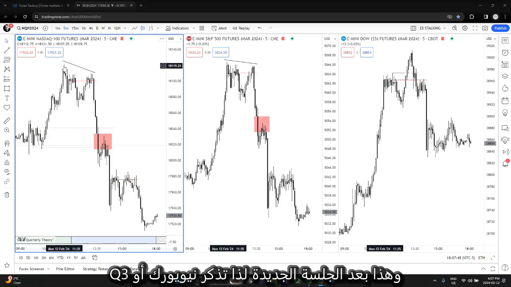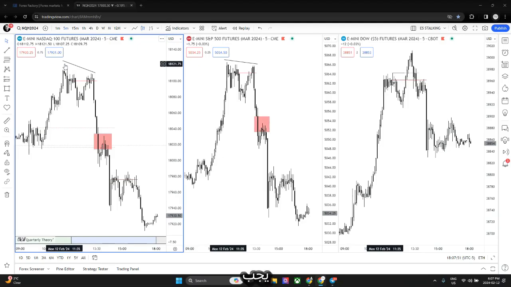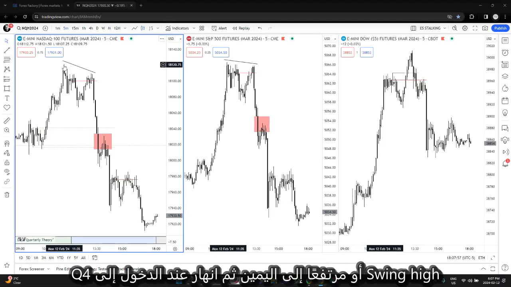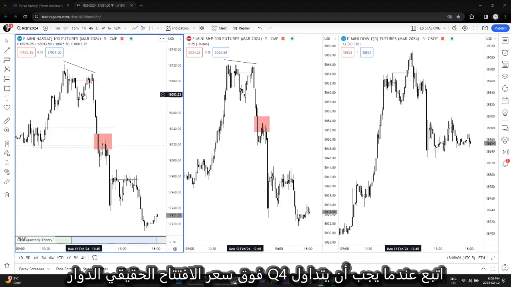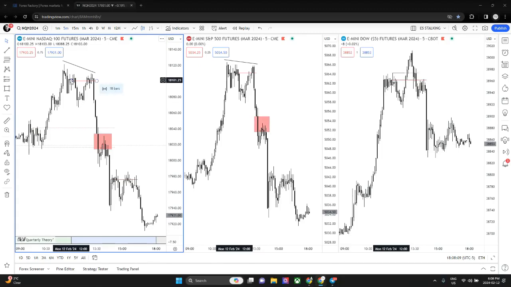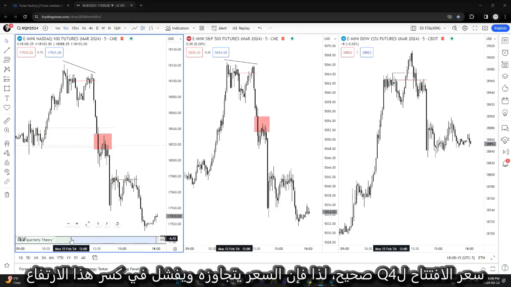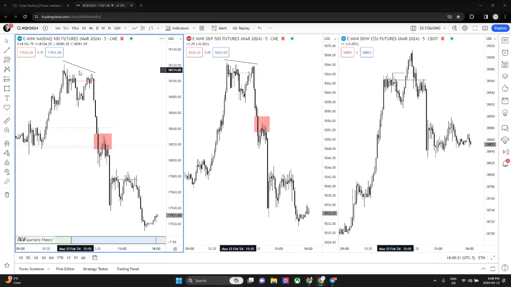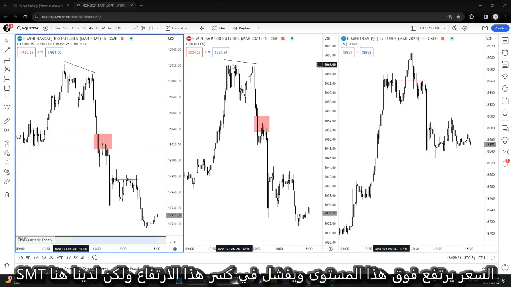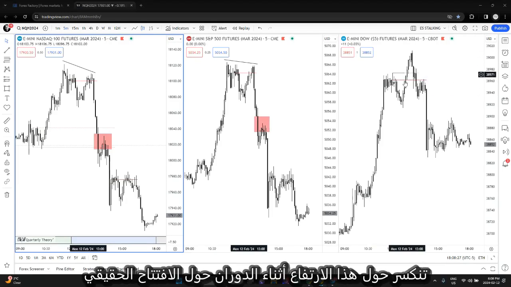So remember, New York or Q3 must form a swing high or a high, right? And then break down going into Q4. Following that, Q4 must trade above the revolving true open, which is the opening price of Q4, right? So price goes above it, fails to break above this high. I'm just saying this again, I need you guys to understand. Price goes above this one, fails to break above this high. But here we have SMT, where price breaks above this high while going above the revolving true open.